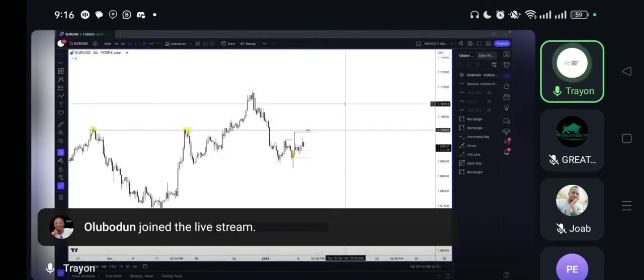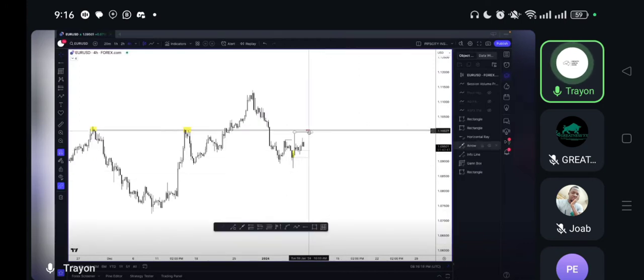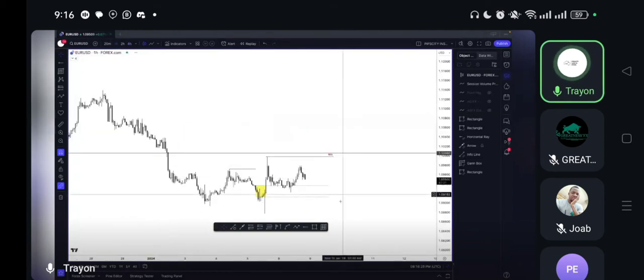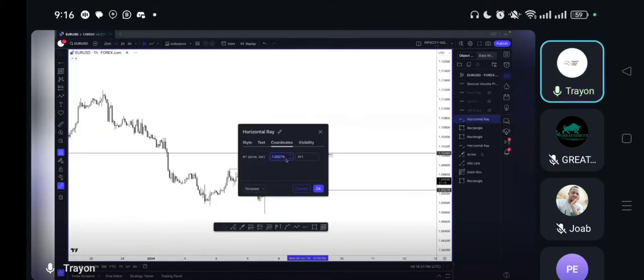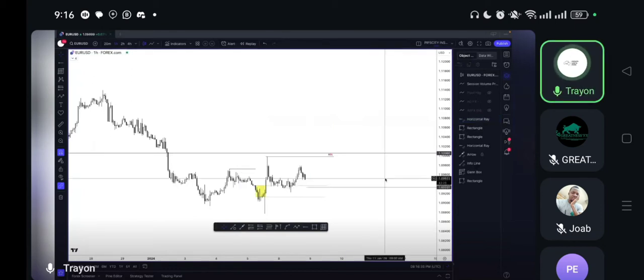So basically, we say that euro is coming back down. I do have a buy because I'm targeting this external range liquidity to be taken out. So I'm going to be showing you where my buy is. My buy is below. Let me put the price. That's where my buy is. It's close to activating.